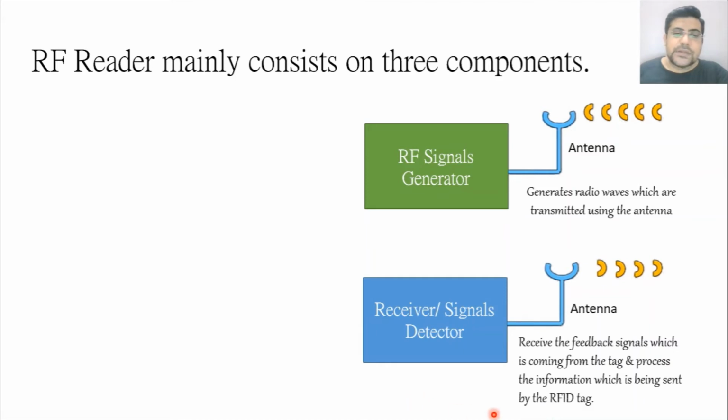At the same time, it also detects or receives the feedback signals which are coming from the tag, and processes the information which is being sent by the RFID tag. So it's not only receiving the feedback signal, it also processes the information being sent by the RFID tag. RFID tag sends some information to the RFID reader. What information do RFID tags send? They send information about the object. Okay, so remember this point.